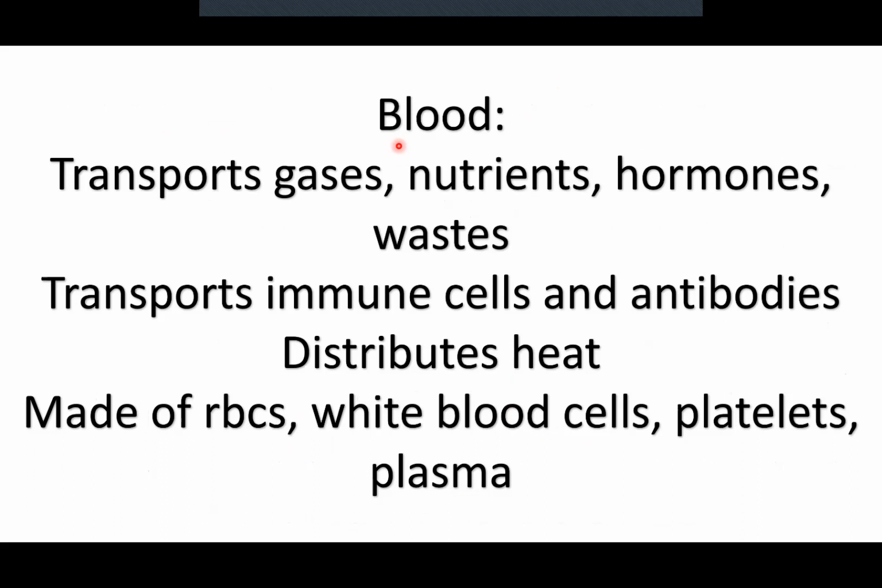Just a little bit about blood. It has a wide variety of functions, primarily for transport. It transports gases, nutrients, hormones, wastes, immune cells, and antibodies. And it can distribute heat. It's made primarily of red blood cells, white blood cells, platelets, and plasma.